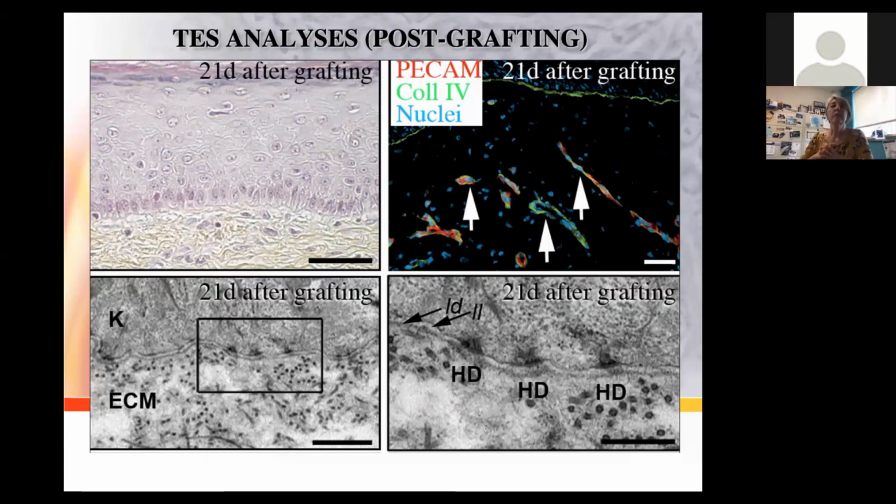We also performed histological analysis 21 days after grafting, and we detected capillaries in the skin. That is very interesting, using PECAM and collagen 4 as markers of angiogenesis. The skin before grafting has no endothelial cells. After 3 weeks, the endothelial cells have migrated into the skin. You can also see the junction between the dermis and the epidermis with beautiful hemidesmosomes, which is very interesting because it's pretty difficult to obtain in vitro.